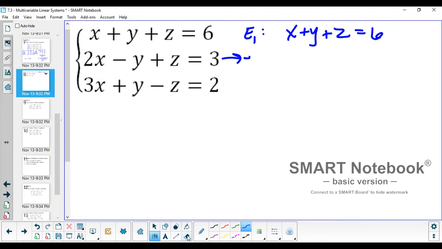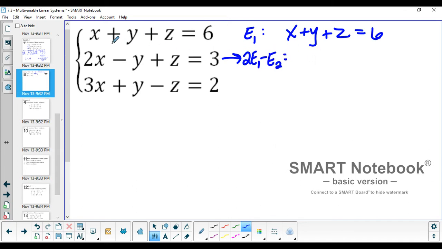Then that'll give me negatives. Not that it matters, right? I don't want you, just sometimes it makes it easier for a lot of people. So it's going to give you negatives either way. All right, so 2 times equation 1 minus equation 2.